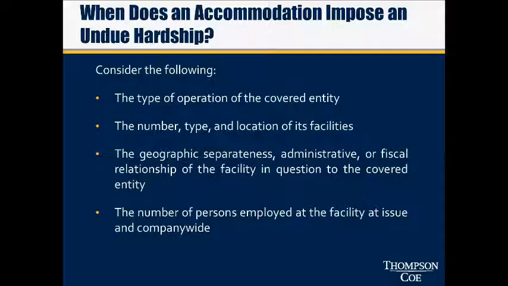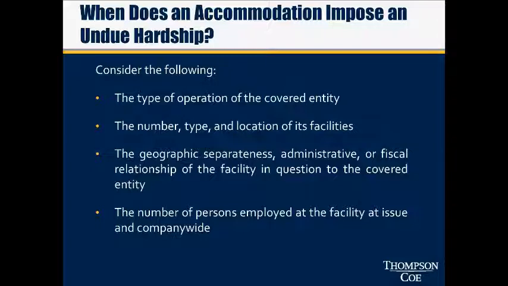So when you're trying to determine if it is in fact an undue hardship, fortunately the ADA has provided us with sub-factors to consider. So you'll want to look at the type of organization, the number, type, and location of facilities, the geographical separateness, and the administrative or fiscal relationship of the facility in question to the covered entity. So that would be something where it's a large corporation and they have many locations and offices, like a bank, for instance, will have different branches.